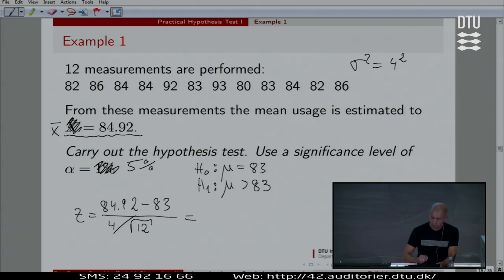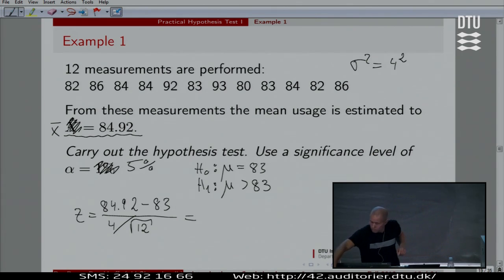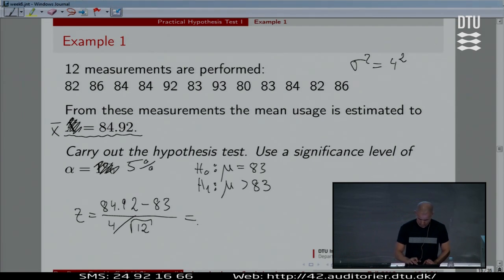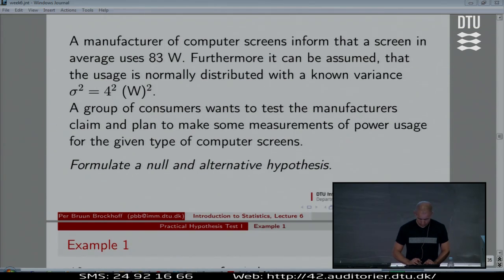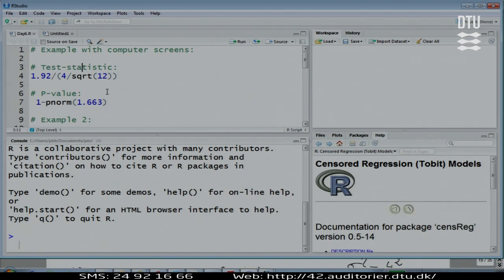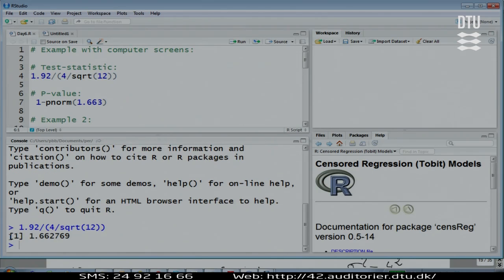Do we agree that this is the number that comes out of the test statistic shown before? We make a standardized difference between the data and the hypothesis. I'm taking the difference, the 1.92, that was the difference between 84.92 and 83, right? I divide by 4 over root 12. What do I get? I get 1.66, right? 1.66.